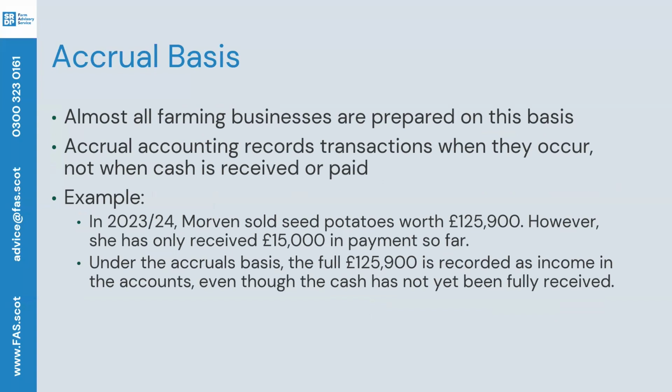So the example here is Morven sold seed potatoes worth £125,900 within her accounting year. However, she was only paid £15,000 for those. Because we work on the accruals basis, based on when the transactions occur, we would recognize £125,900 of income within that taxable year, even though she hasn't got all the cash through till after the year end. So that's just something to be aware of.